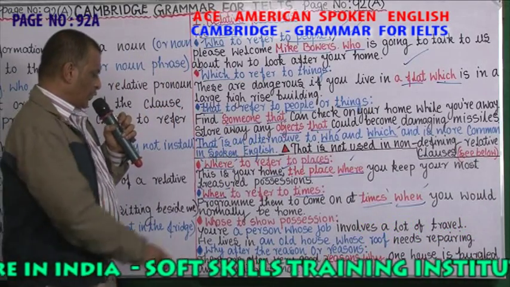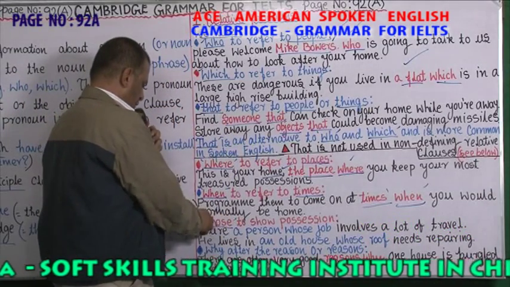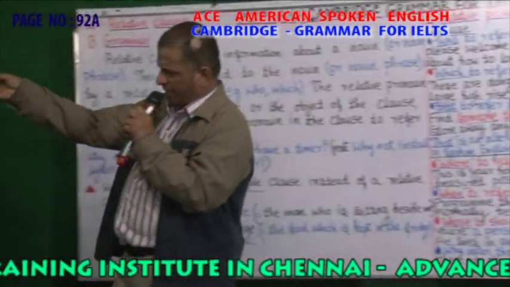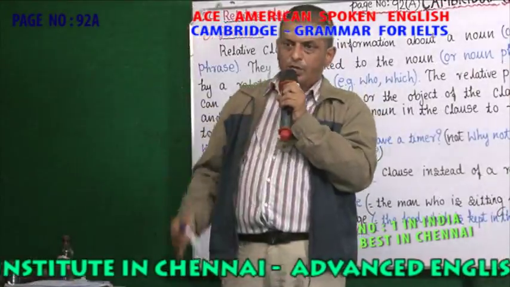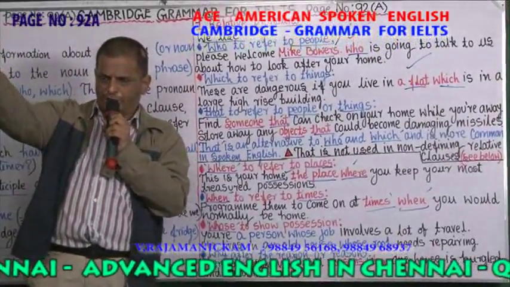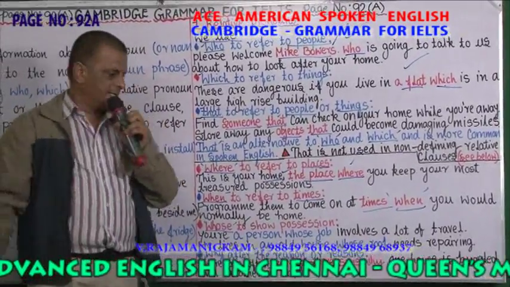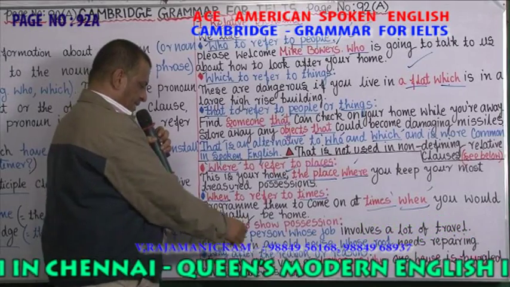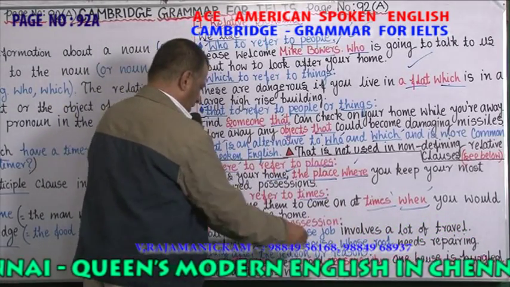Next, whose. Use whose to show possession. Possession means what? This is my pen, right? This is my pen. So whose is used to show possession. You are a person whose job involves a lot of travel.